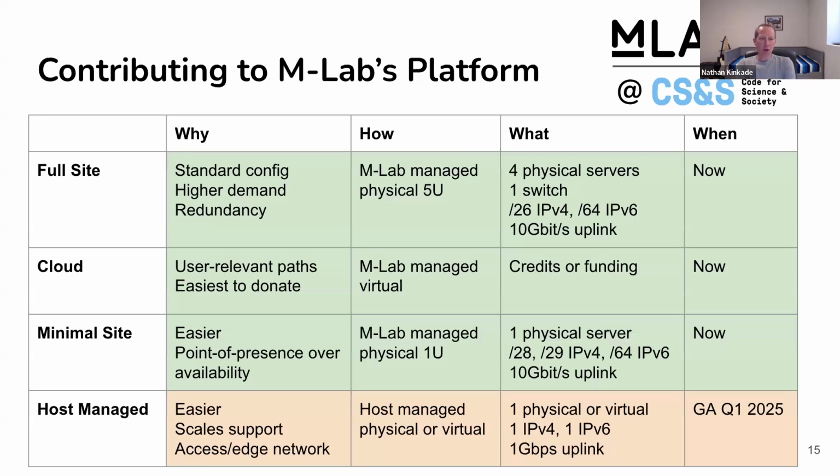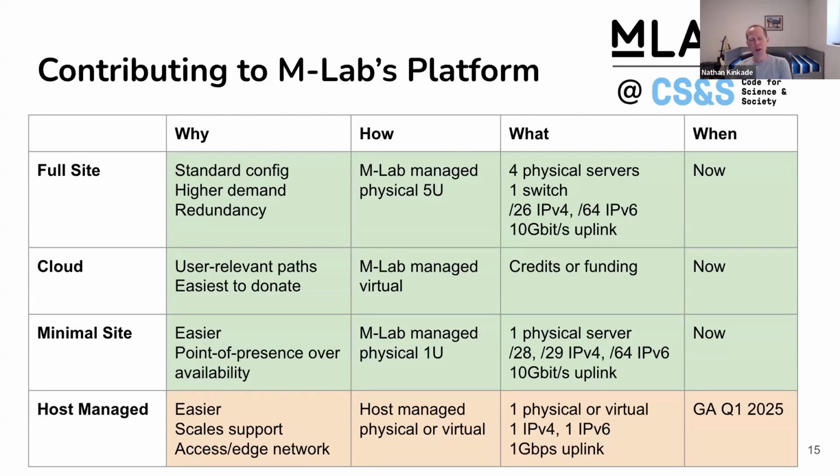I'll start with row 1 of this slide, which is what we call the full site. And this was MLab's platform up until about 2 years ago. This was the only way to contribute. And it was 4 servers, a switch, a /26 IPv4 prefix, and a 10 gigabit uplink to the internet. That is, as you can imagine, a fairly high bar for all but the largest network providers.